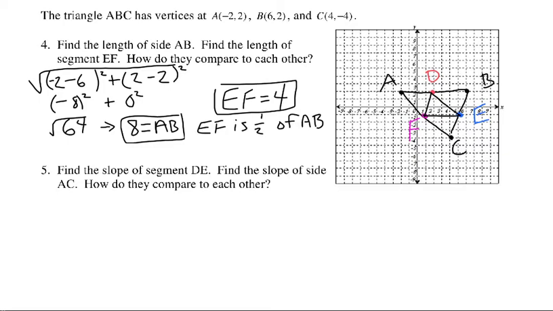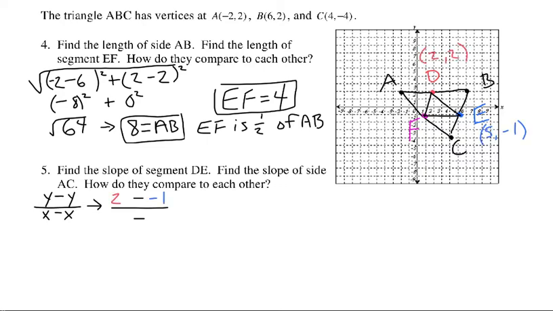Next, for number 5, we need to find the slope of DE. With the coordinates D and E, we need to subtract the y values on top, and then subtract the x values on the bottom.